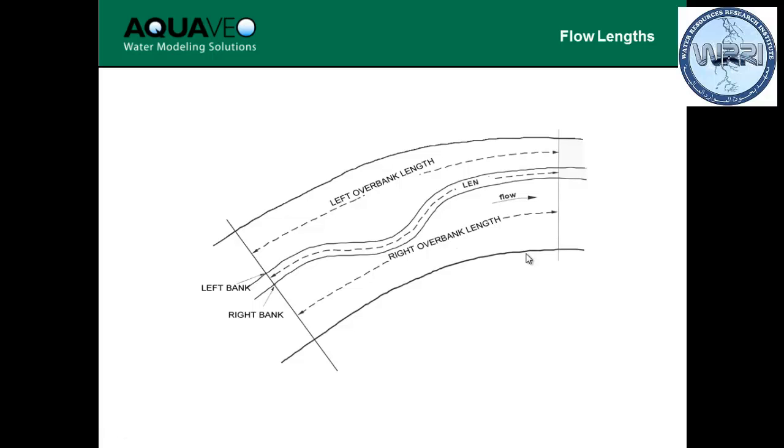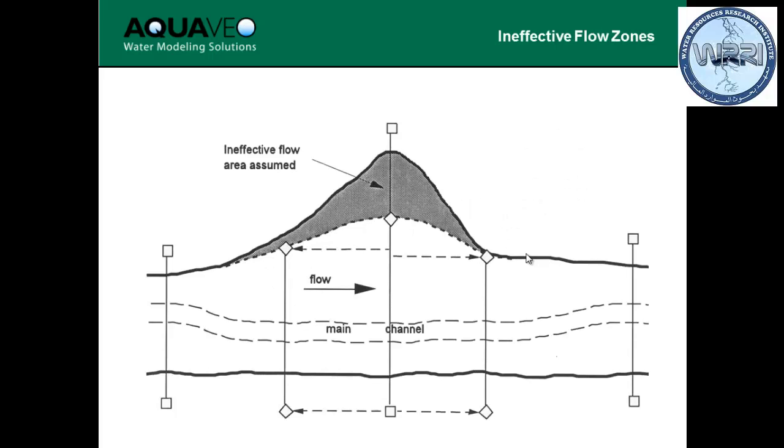Well, okay, so WMS or HEC-RAS requires something called left and right overbank length, and WMS uses the bank arcs to compute the left and right overbank length. And so it's important to get those bank arcs in. If you don't have them, then WMS will not be able to compute the left and right overbank length.